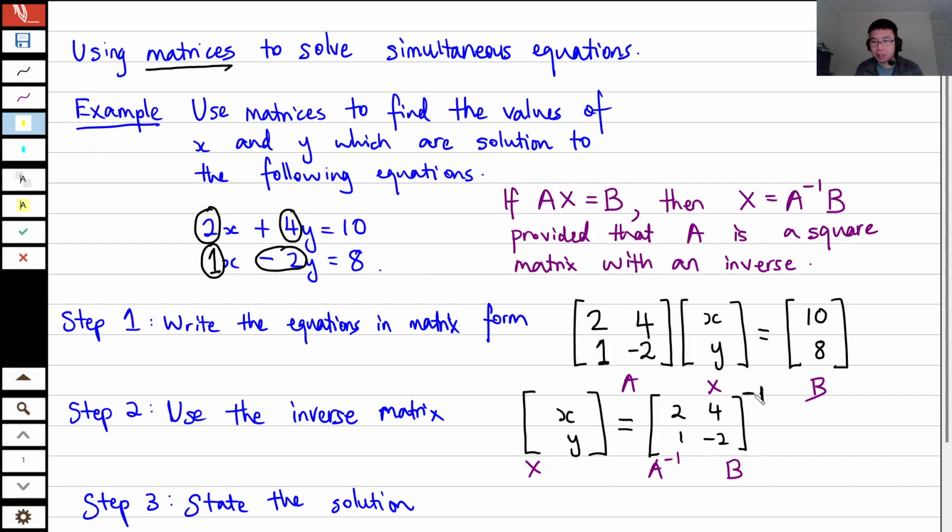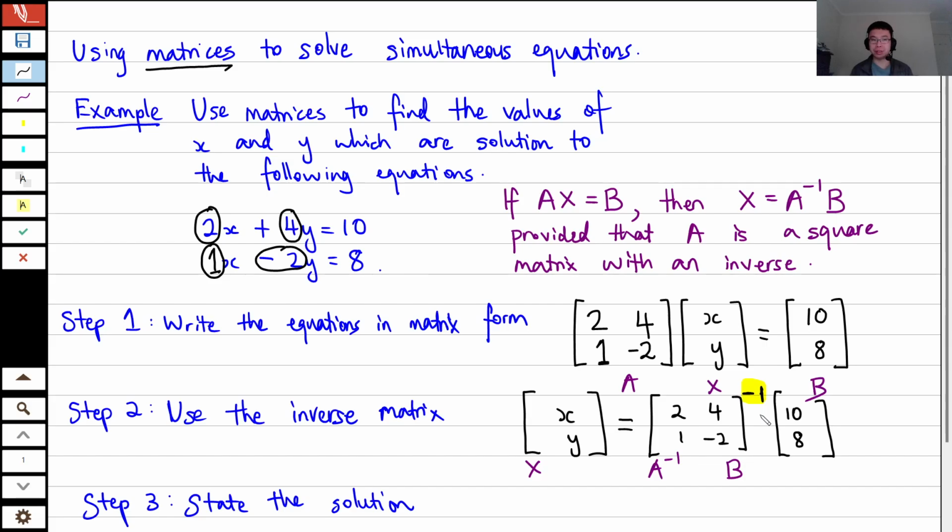It's so important that I'll highlight it here. And then I want to multiply by my B matrix, 10 and 8. Okay, capital X equals A inverse B. I've just brought the matrix of coefficients to the other side and replaced it with the inverse.